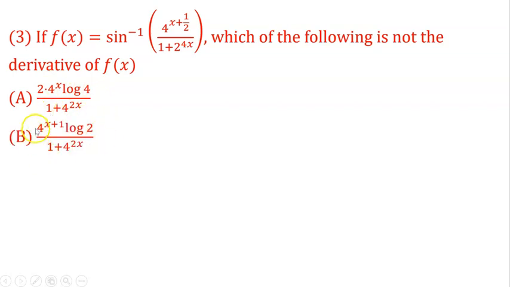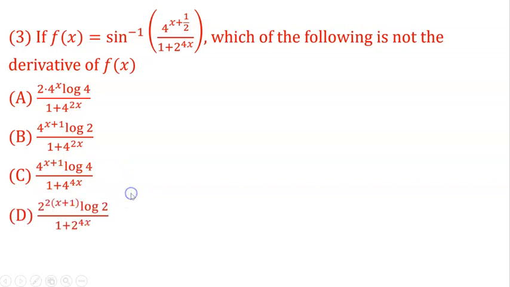B option is 4 raised to x plus 1 into log of 2 upon 1 plus 4 raised to 2x. C is 4 raised to x plus 1 into log of 4 upon 1 plus 4 raised to 4x, and D is 2 raised to 2 in bracket x plus 1 into log of 2 upon 1 plus 2 raised to 4x. Now we'll simplify this.